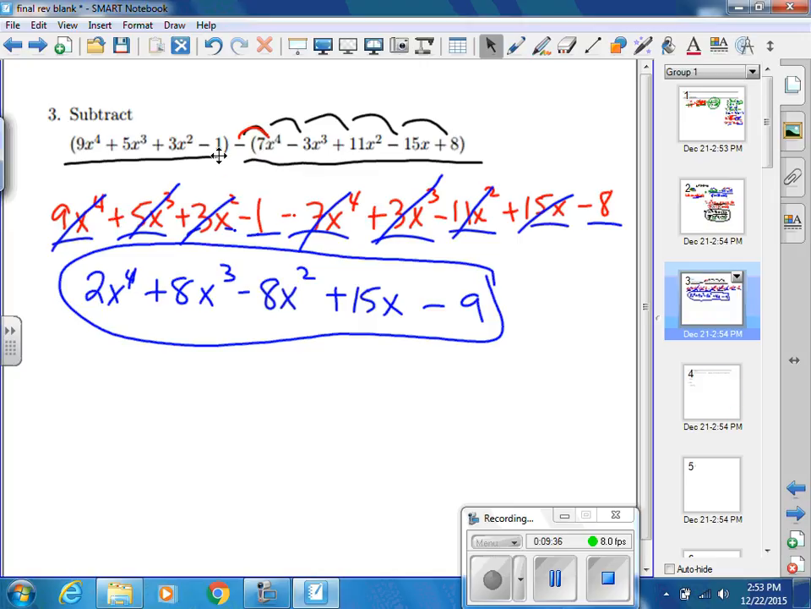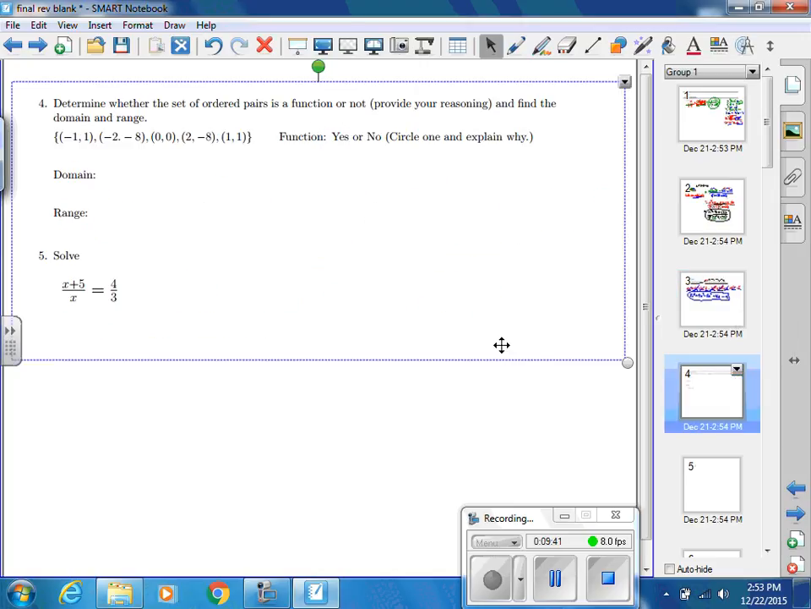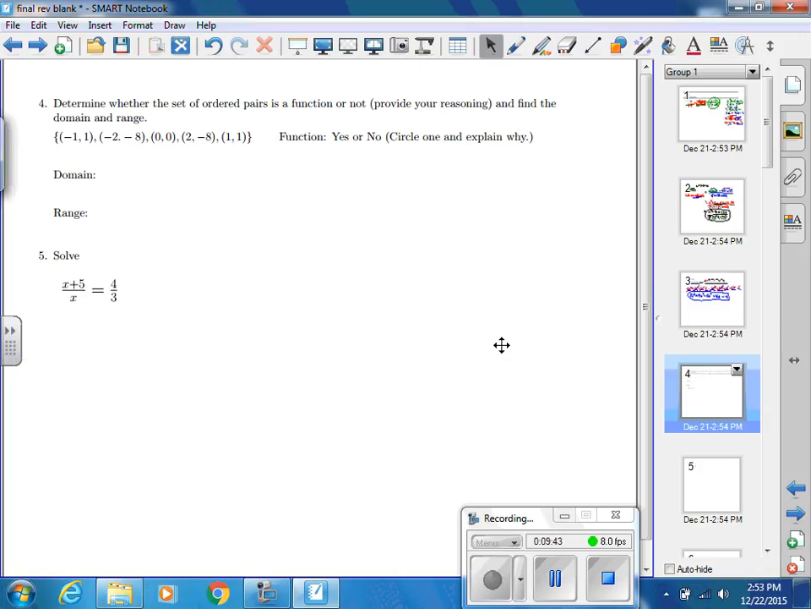Now let's look at the next problem. Okay, the next problem says determine whether the set of ordered pairs is a function. Provide your reasoning and find the domain and range. Okay, first let's find the domain and range, then we'll decide whether or not it's a function. So domain is all the x's, range is all the y's. It's easy for you to remember, D comes before R in the alphabet, just like X comes before Y.